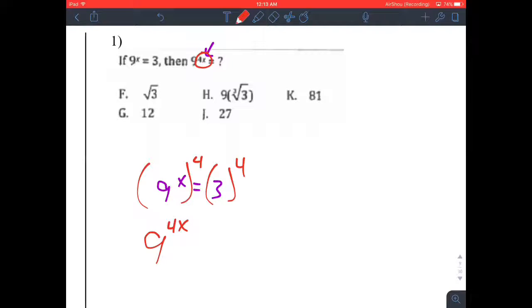Now we got this 4x on the left. On the right, 3 to the fourth means 3 times 3 times 3 times 3, which is 81. Therefore, 9 to the 4x is equal to 81.